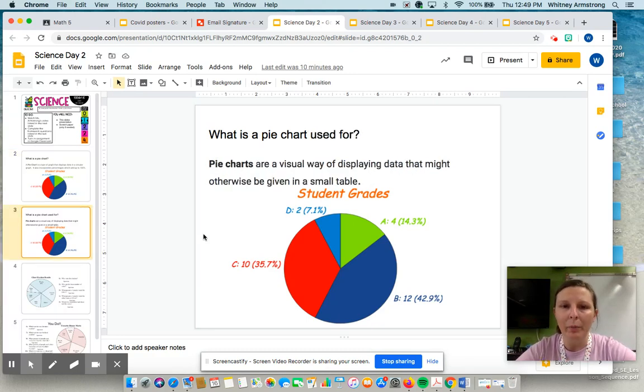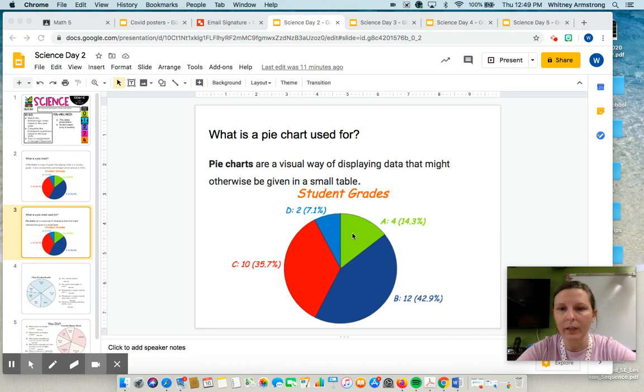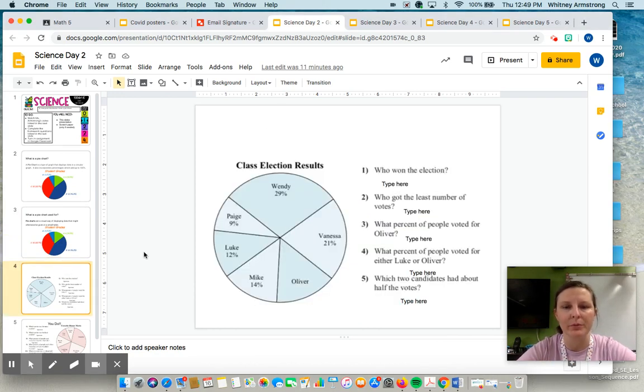Okay, so what are pie charts used for? It's just another visual way of displaying data that might otherwise be given to you in a type of table, which we'll look at later on in a different presentation. But again, I gave you the same graph here to look at. So let's look at some example problems.